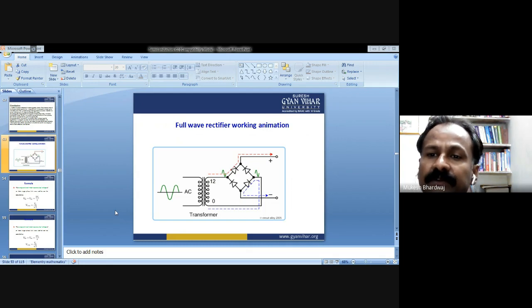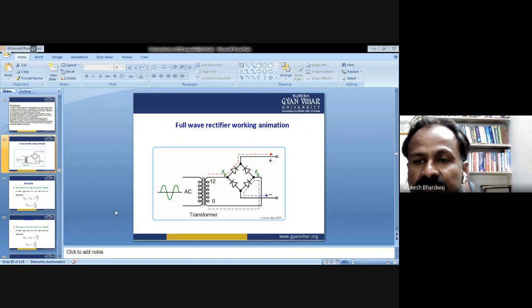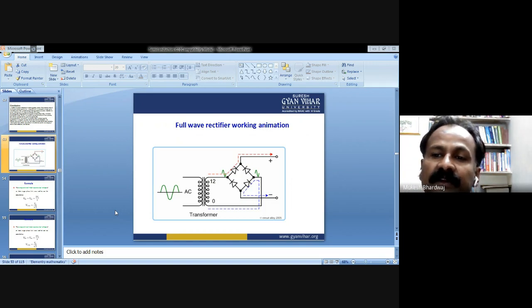There will be a voltage drop across the load resistance during the negative input half cycle. The first terminal of the secondary of the transformer becomes negative while the second terminal becomes positive. Under this situation, diodes D2 and D4 are forward biased, that is, in the on position, they conduct, whereas diodes D1 and D3 are reverse biased, that is, in the off position, they do not conduct.